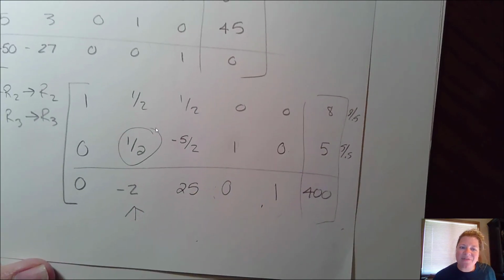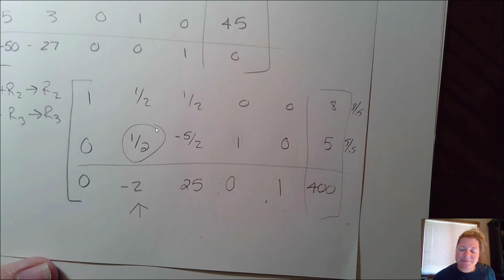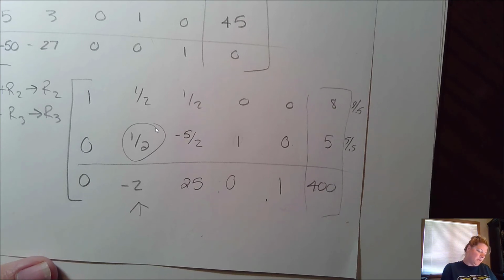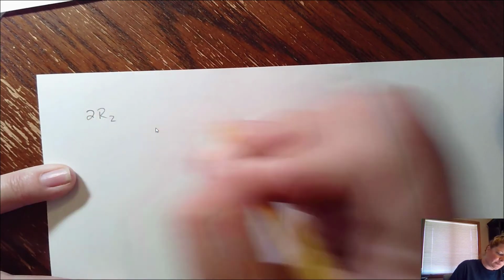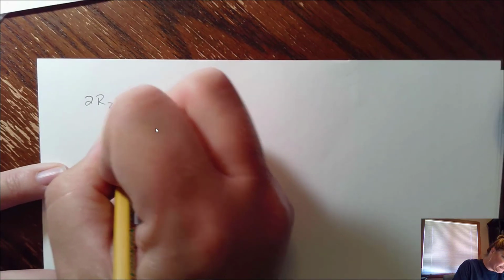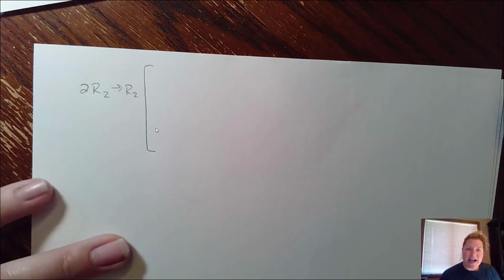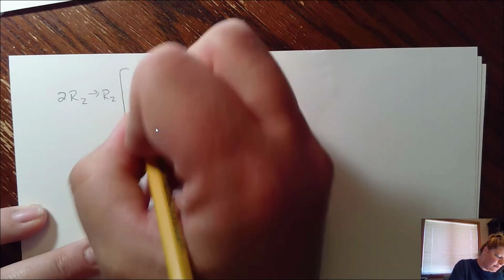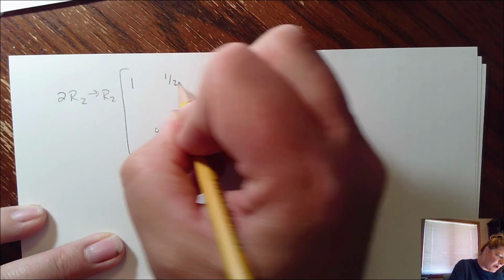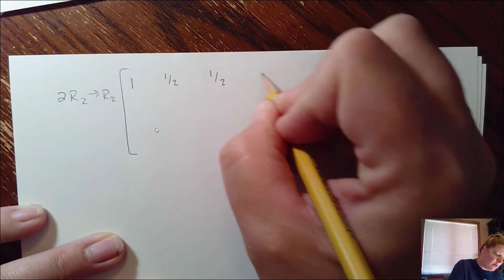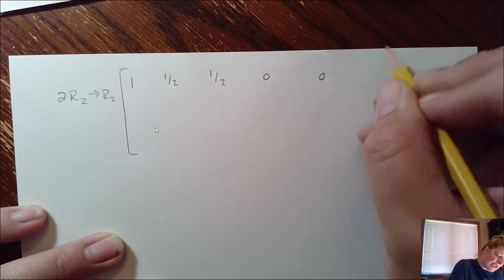How do we make 1/2 1? We times it by 2. So we're going to times that one by 2. And I'm going to write smaller. So 2 times row 2, replace on row 2. So our top row is not changing. That's 1, 1/2, 1/2, 0, 0, 8.